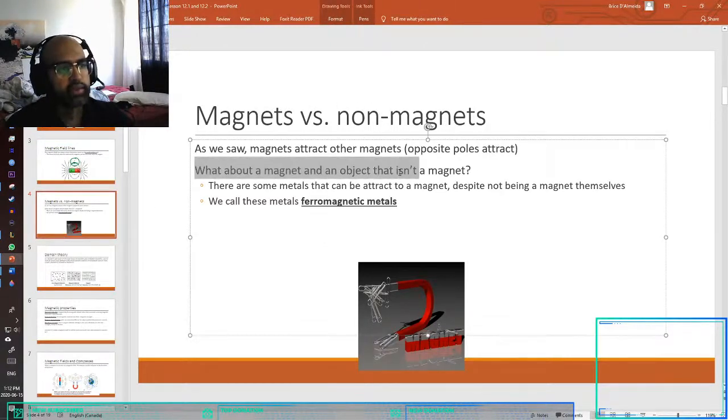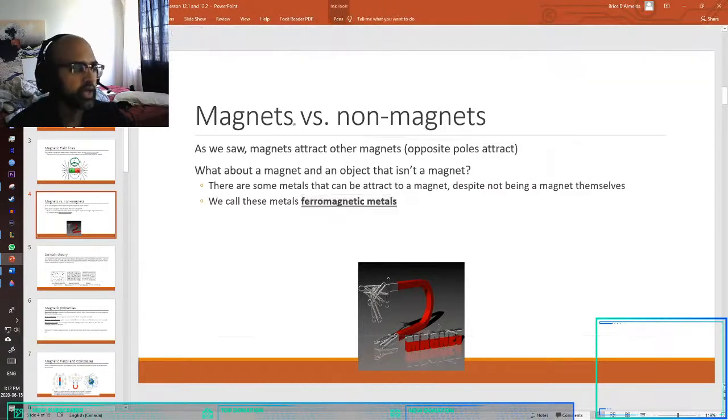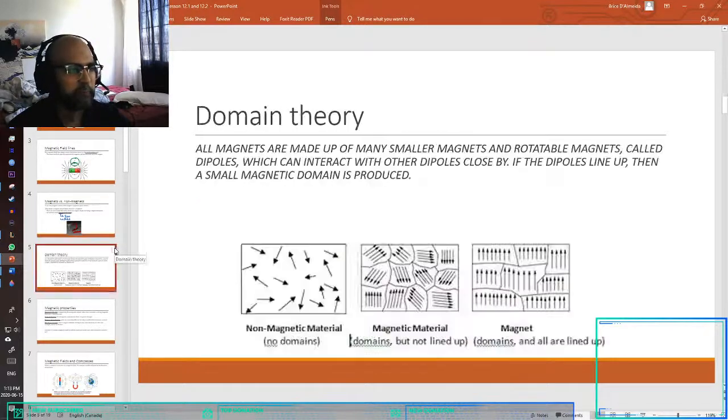What about a magnet and an object that isn't a magnet? So there are some types of metals that are able to be attracted to magnets and some that are not. The ones that are able to be attracted are called ferromagnets. So, like the name suggests, the main one that is attracted to magnets or can be magnetized easily is iron. But also nickel. There are a couple other ones. I can't remember off the top of my head.